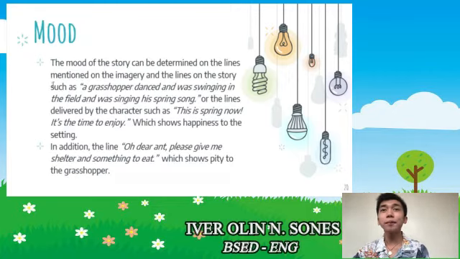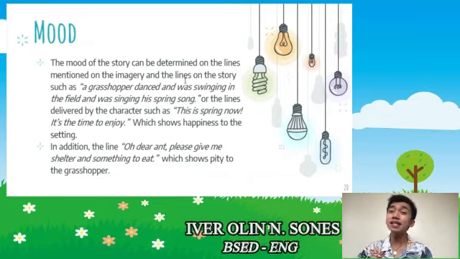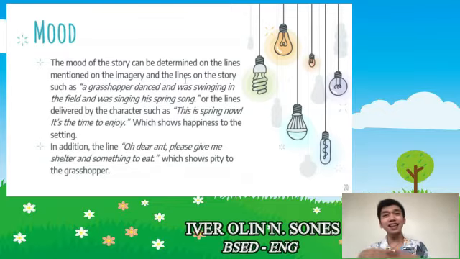Next is the mood. The mood of the story can be determined from the lines mentioned in the imagery and the lines in the story, such as "a grasshopper danced and was swinging in the field and was singing his spring song," or the lines delivered by the character such as "this is spring now, it's the time to enjoy," which shows happiness in the setting. In addition, the line "oh dear aunt, please give me shelter and something to eat," shows pity for the grasshopper.